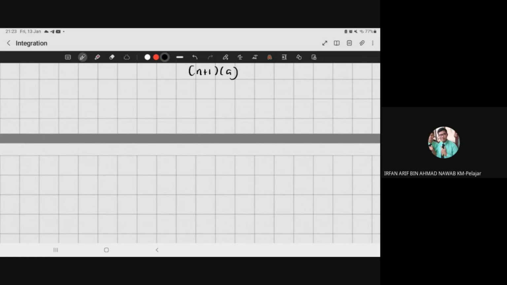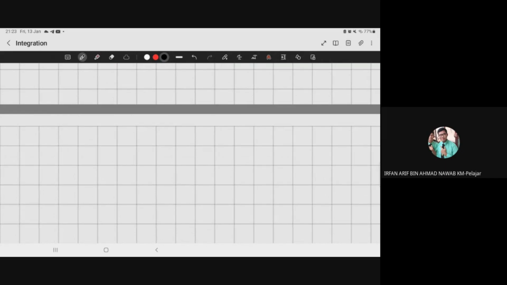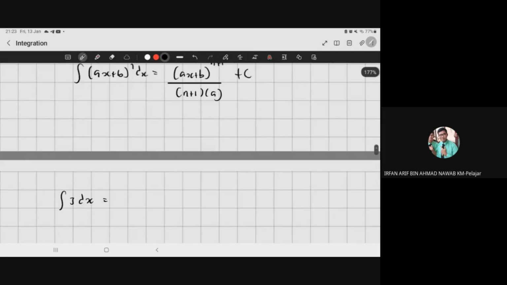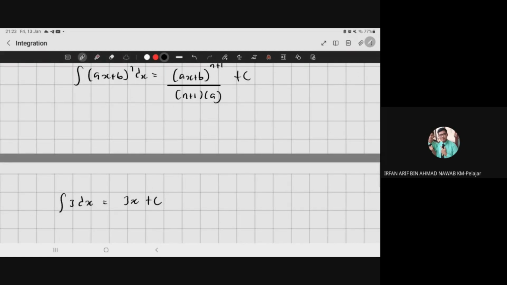Okay, so now find the following integrals. All these are elementary in a way. You just follow the rules of integration which you are given. Integrate 3 dx, you will get 3x plus c. Remember, for indefinite integrals, you have to add a constant, okay?